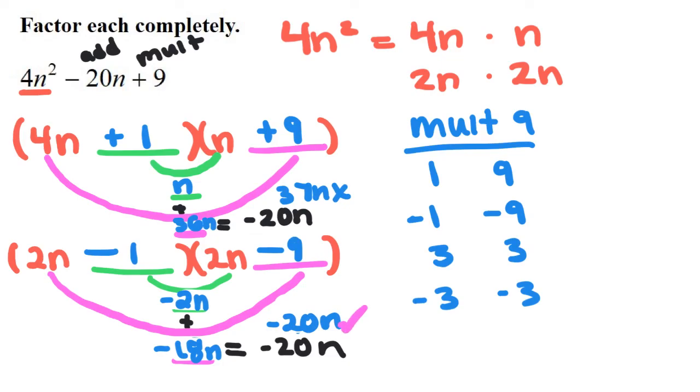So this means that our final answer is 2n minus 1 and 2n minus 9. So as you can see, you can start to develop an idea of what your goal is and kind of focus your factoring to try to work closer to get to that end result.